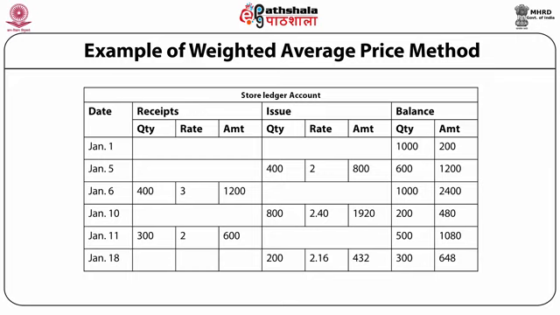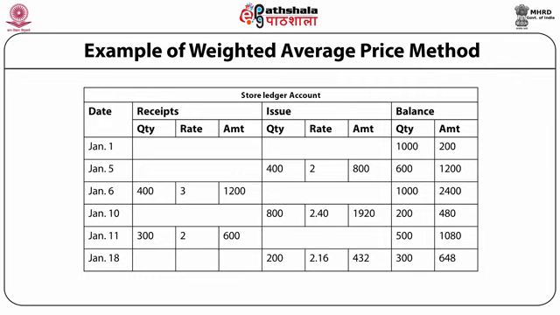And under this method, store ledger account is prepared. It shows that on 1st January there was a balance of 1000 units and on January 5th 400 units were issued. The balance was 600 units, and on 6th January 400 additional units were purchased at the rate of 3. Total balance was 1000 units and the cost was 2400.